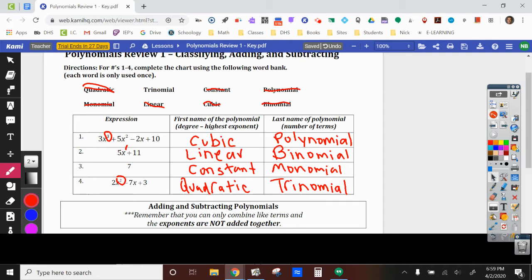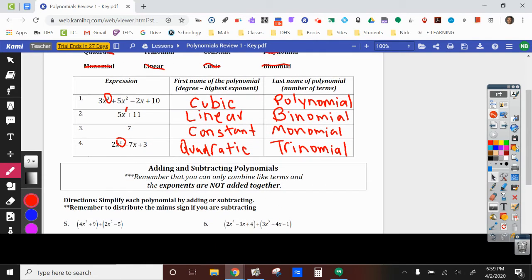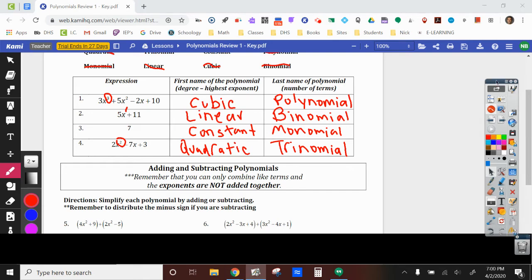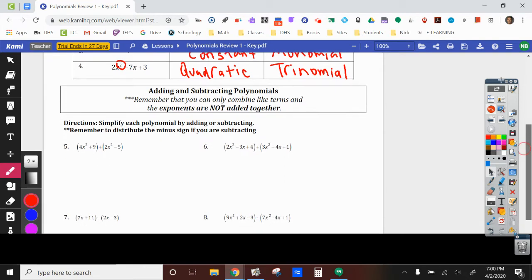Remember, you can only combine like terms, meaning same variables, same exponents, and the exponents are not added together. We're not going to touch any of the exponents, we're just going to combine like terms. The directions say to simplify each polynomial by adding or subtracting. And I see another little star here: remember to distribute the minus sign if you are subtracting. That's the big idea, a key difference between adding and subtracting polynomials is to distribute that minus sign.